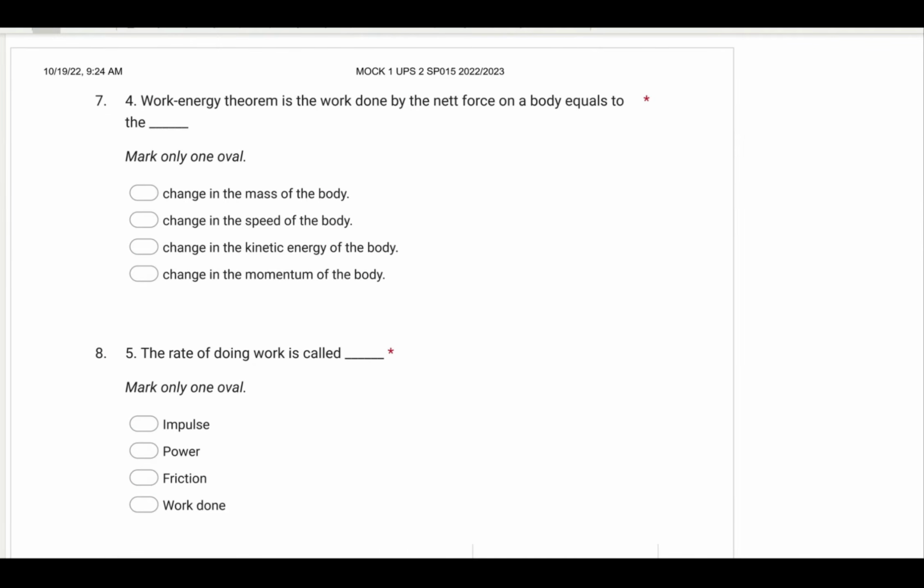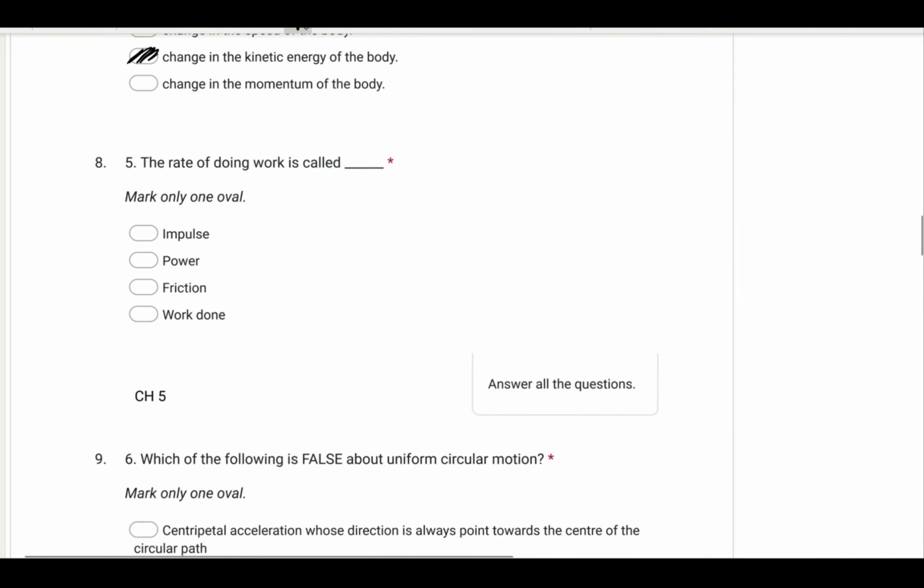Alright, question number 4. So let's read the question. Work energy theorem is the work done by the net force on a body equals to the. So this is the definition of work energy theorem. Remember that work energy theorem is equal to the change of the kinetic energy of a body. Okay, so the answer is C. Very easy.